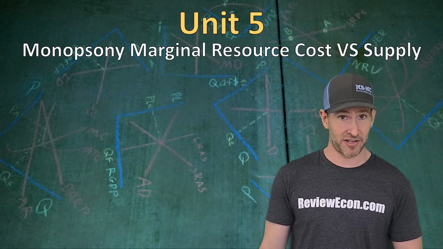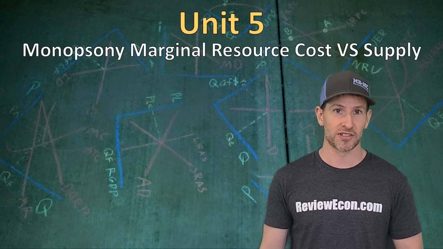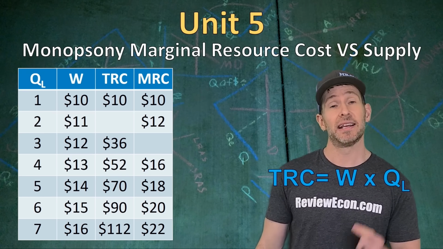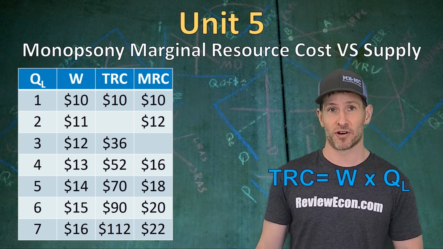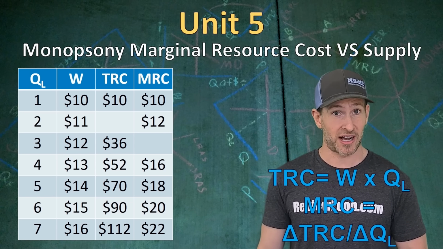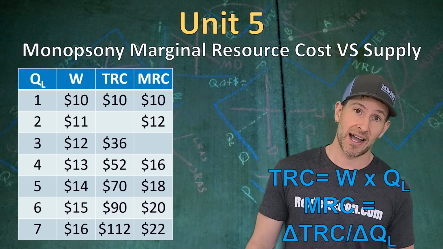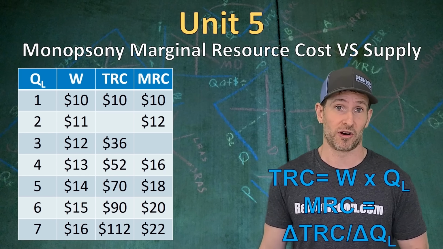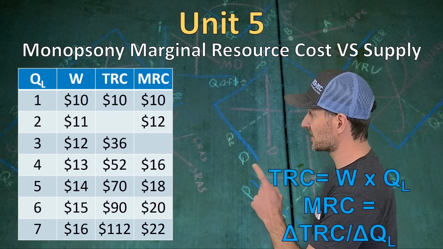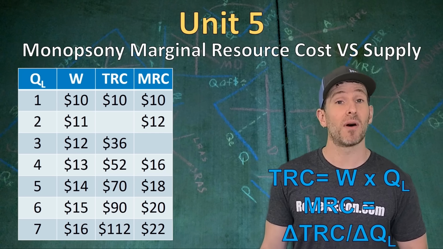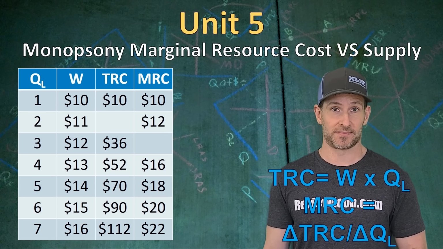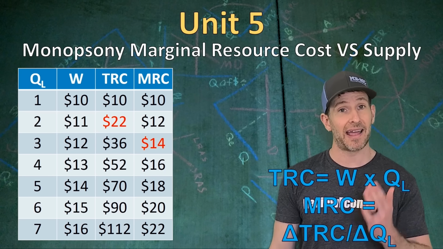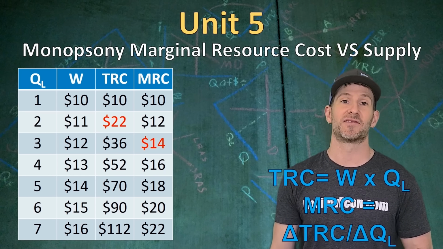Since a monopsony must increase the wage as it hires more workers, we're going to see a disconnect between those two. The total resource cost for a monopsony is the wage times the quantity of workers that a firm hires. The marginal resource cost is the change in that total resource cost divided by the change in quantity. Or essentially, it's the change in the total cost for hiring one more worker. Let's see if we can figure out the total resource cost for 2 workers for this monopsony and the marginal resource cost for the 3rd worker. For this firm, the total resource cost for 2 workers is $22. And the marginal resource cost for the 3rd worker is $14.